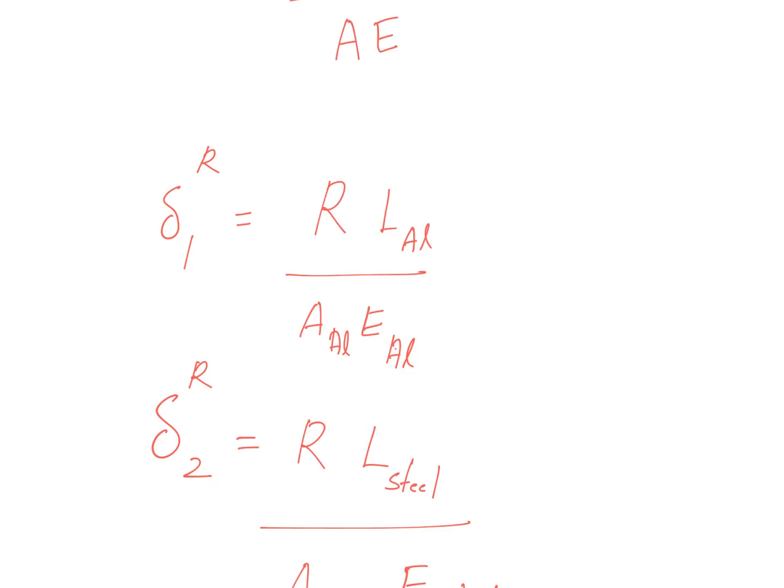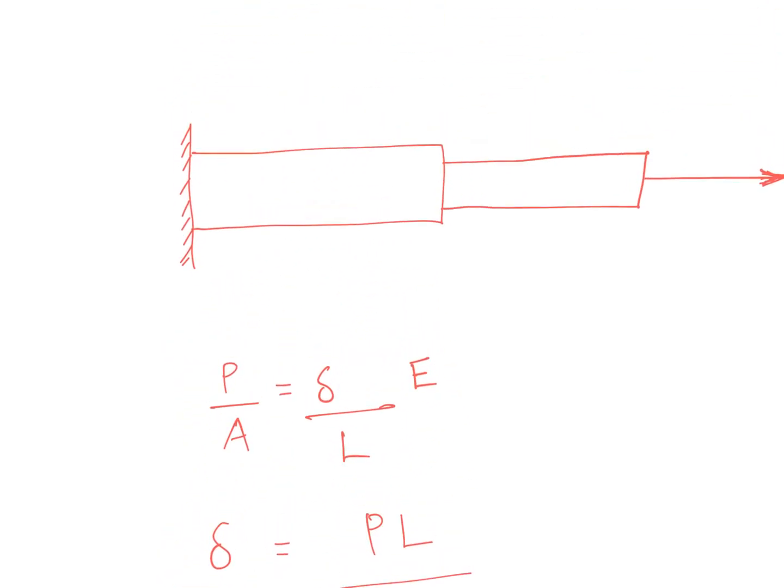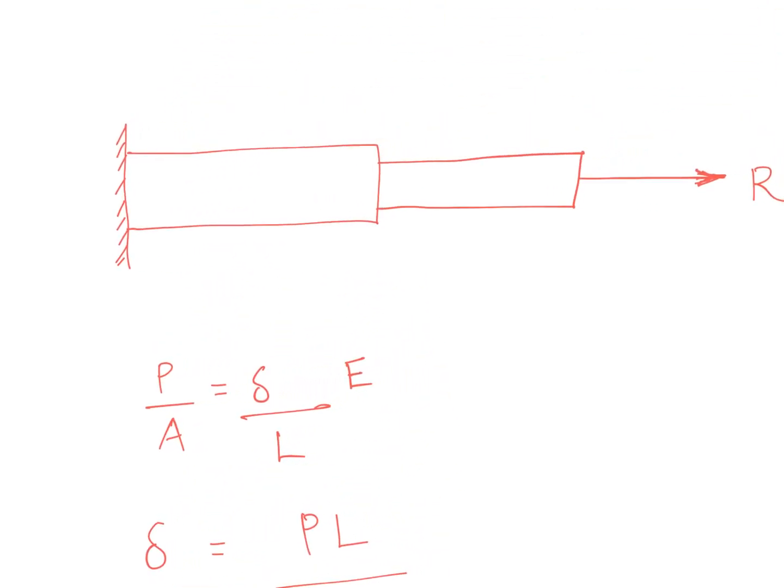So delta 1 R will give you the displacement at this point. Then delta 2 R will give you the displacement of this point with respect to this point. So the total displacement at this point due to capital R will be the summation of these two displacements. Again, common sense. Nothing great.